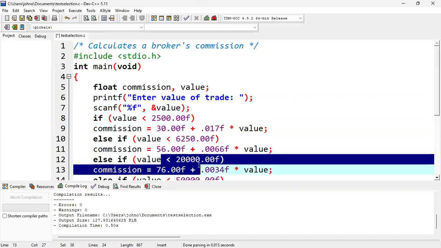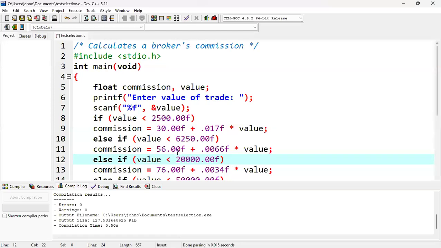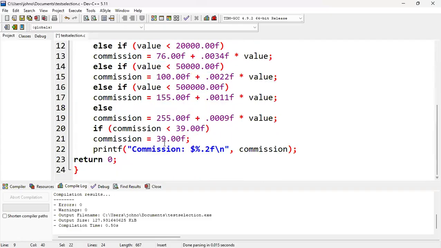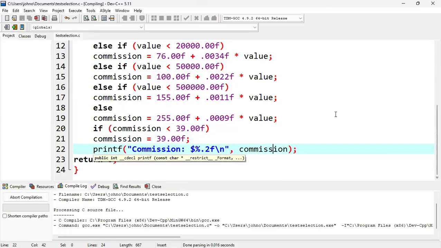We do it for all the possible amounts the person would buy. But remember that there would be a time where 30 plus 0.7 f of value would be less than 39. So we must watch for that. We are going to say if there's ever a time that commission is less than 39, then forget about that commission amount and change it to 39. So at this time, we can now print whatever commission that we have calculated. Let's run the code.